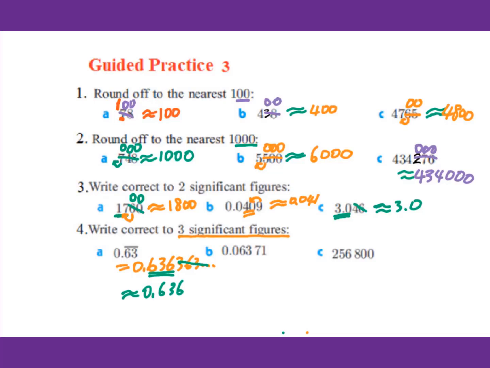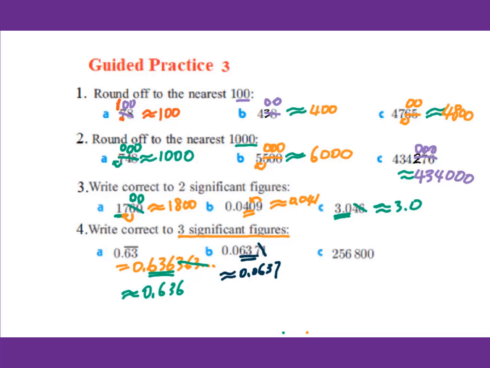For B, the first 2 leading zeros are not significant figures. So we get started from this 6. I need 3 significant figures. This 1 will be rounded down. So we have 0.0637.